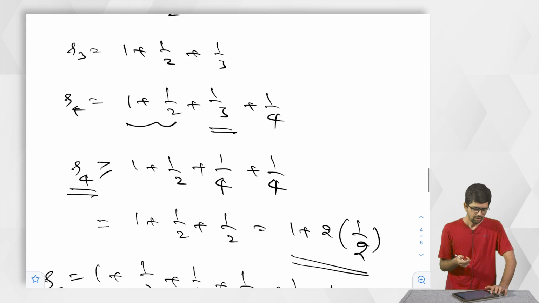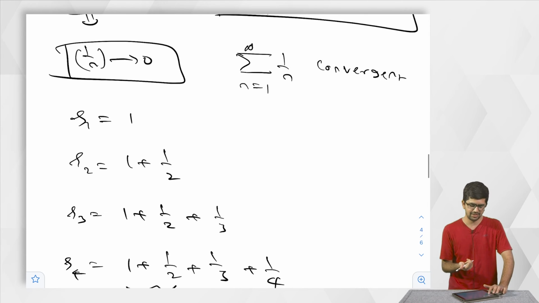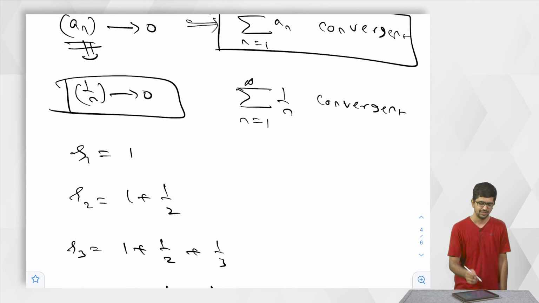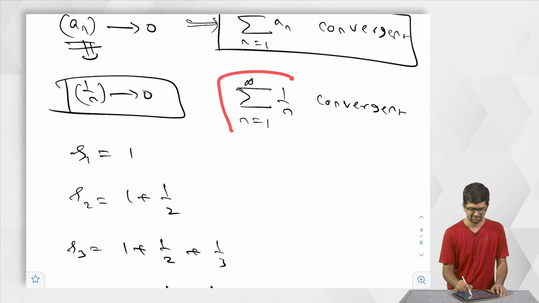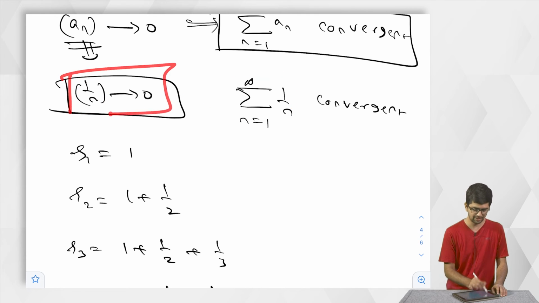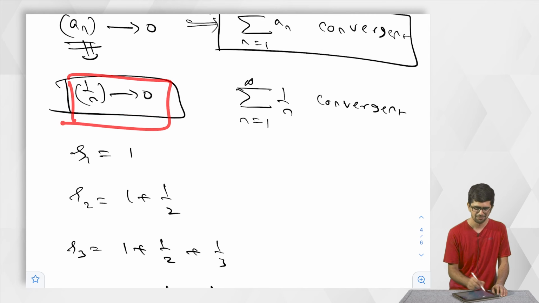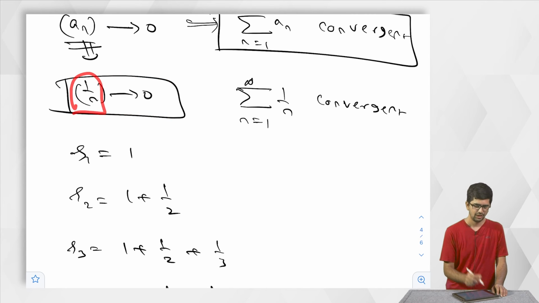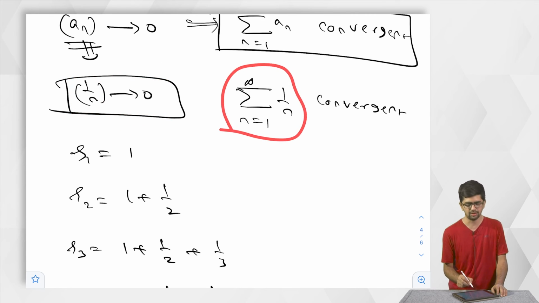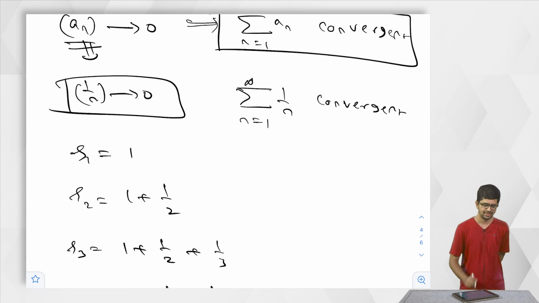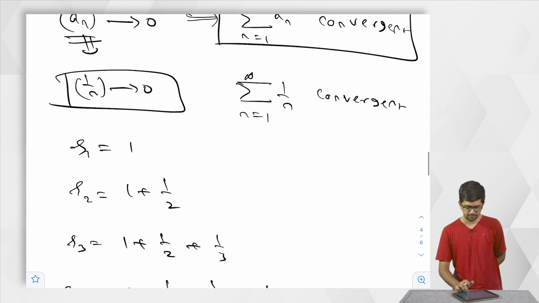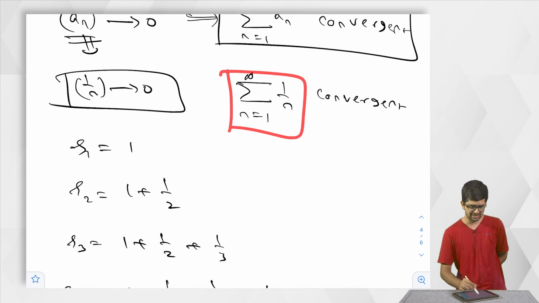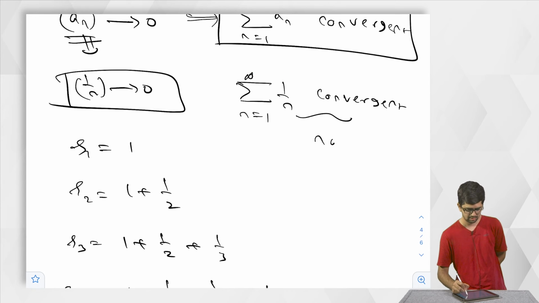Then, hoping that it is sufficient, we were trying to see whether 1 by n goes to 0 implies summation 1 by n converges. I mean, this is a true statement, 1 by n goes to 0. Then for this sequence, do we know whether the series is convergent or not? That's what we were trying to check, and then we realized that this is not true. Summation 1 by n is not convergent.